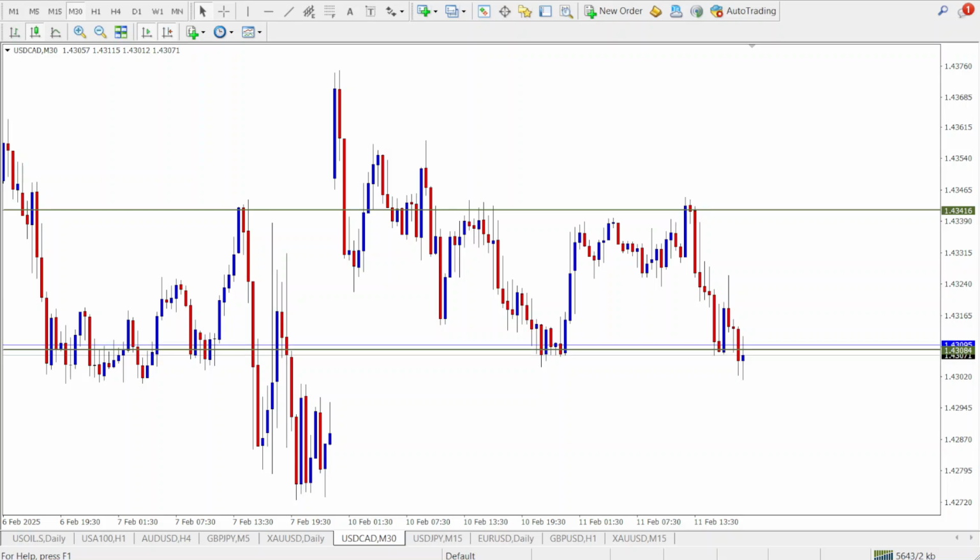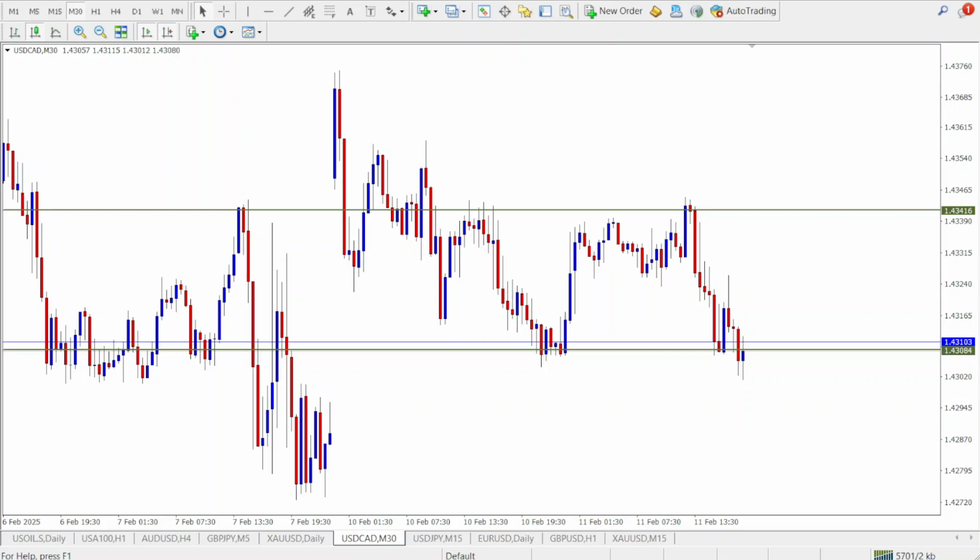Now, these levels form because of market psychology. They actually form because of market psychology. So when price reaches a support level, traders see it as a buying opportunity. On the other hand, when price reaches a resistance, sellers step in, creating a reaction.